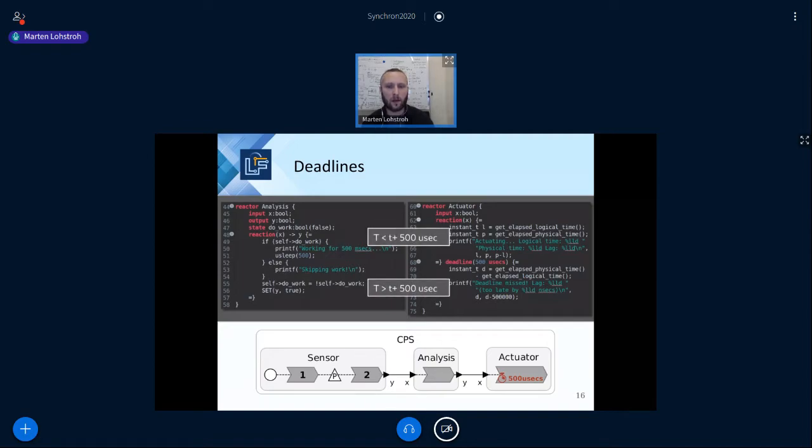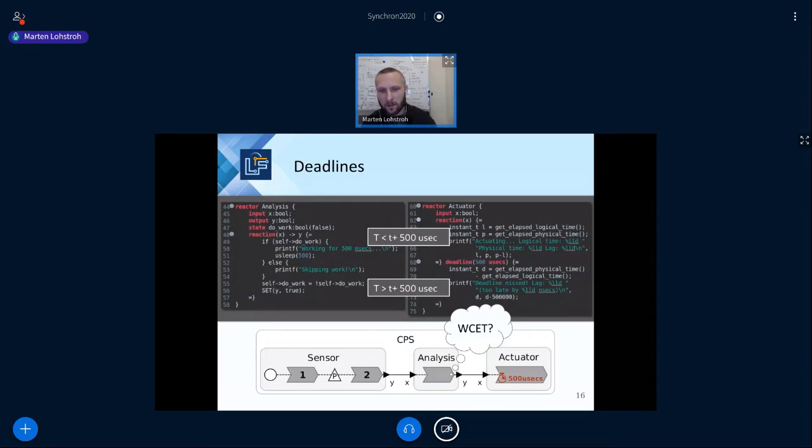If the current logical time plus the deadline of 500 microseconds is greater than the current physical time, then the reaction is considered on time and it just executes. If the opposite is true, then the execution is lagging behind physical time by more than 500 microseconds, then the alternate reaction is executed.